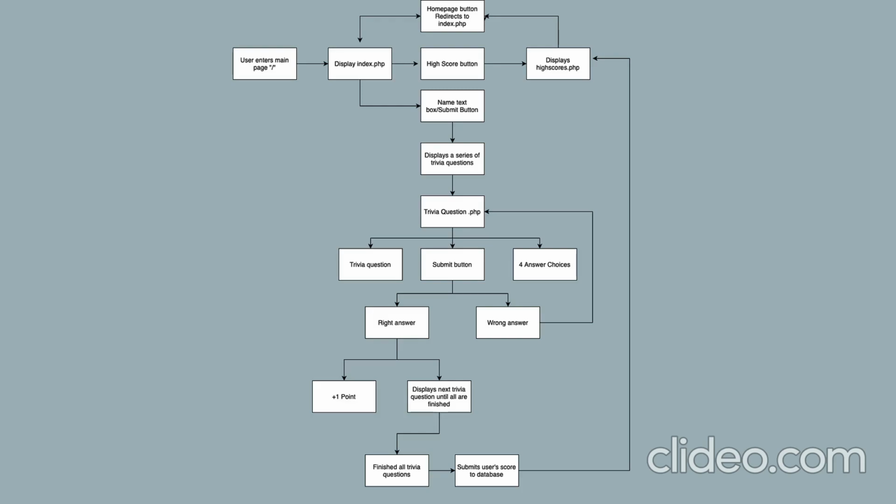You click on an answer choice that you think is right, and you submit. If it's wrong, it'll redirect you back and say try again. If it's right, you'll get a point and it'll display the next trivia question until they're all finished. Then you submit at the end, and your score will be submitted to the database, and you'll be shown all the high scores to see how you rank with everyone else that took it.